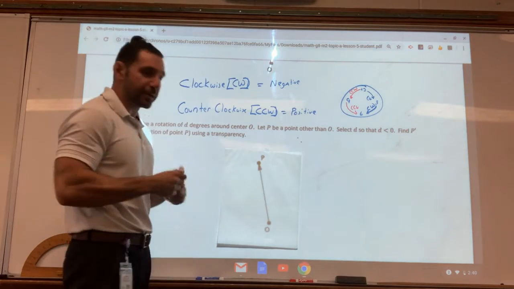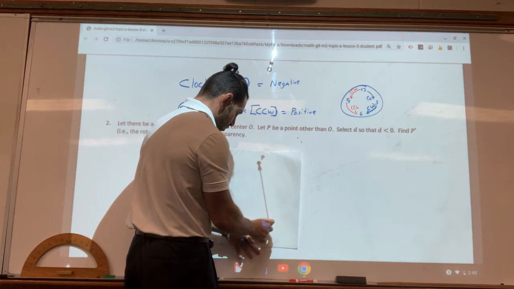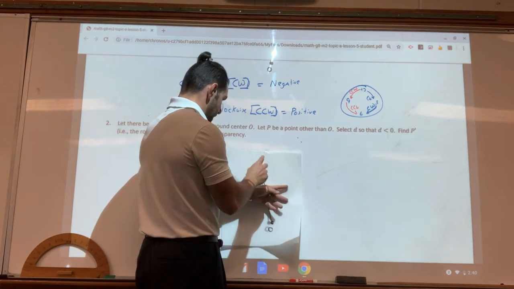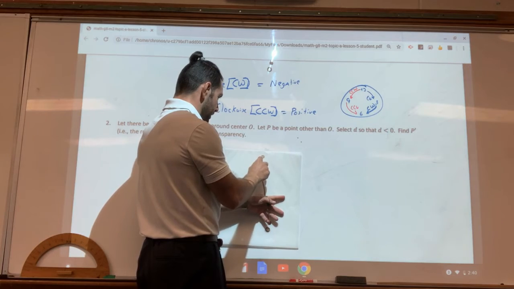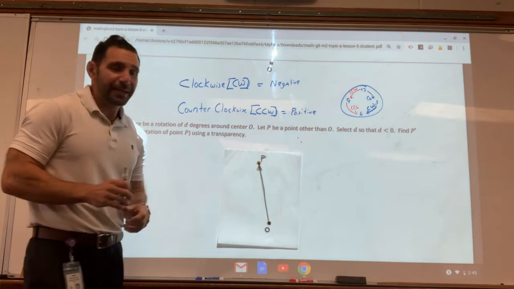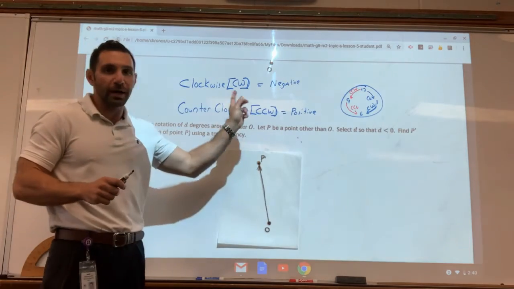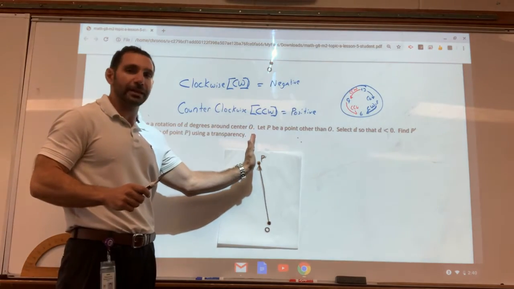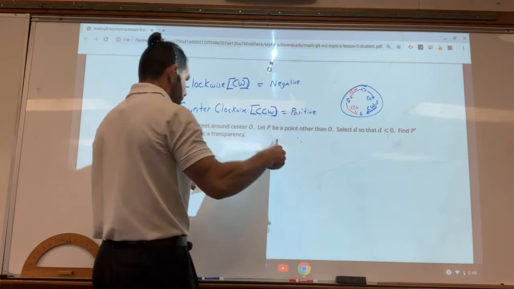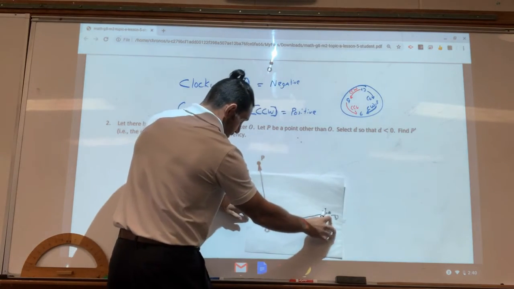Perfect. There's my transparency. I need to have O. I need to have what's going to be P prime. If it needs to be a negative, in this case we are rotating it clockwise. So if this is up at around 11:55, let's take it to 3. So there's 3.